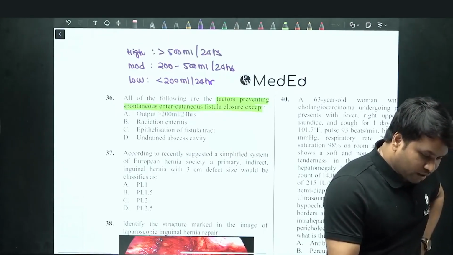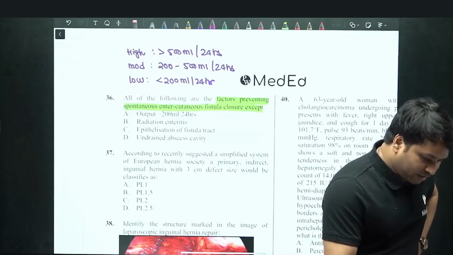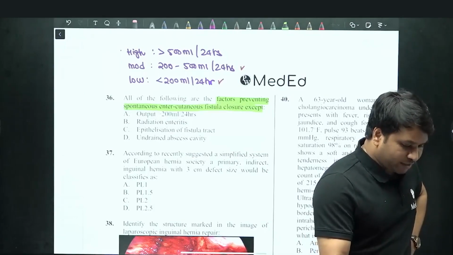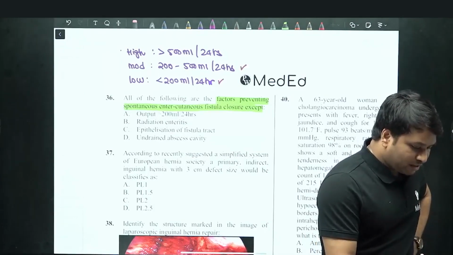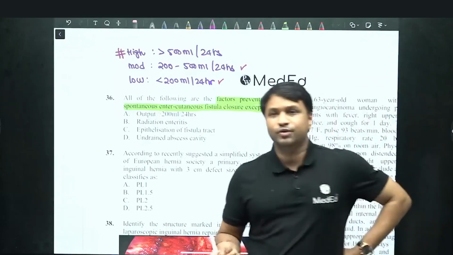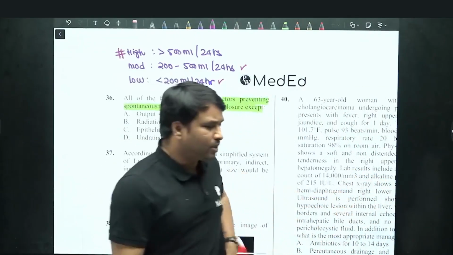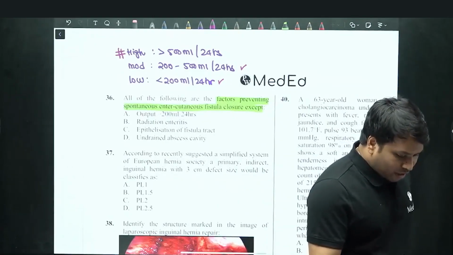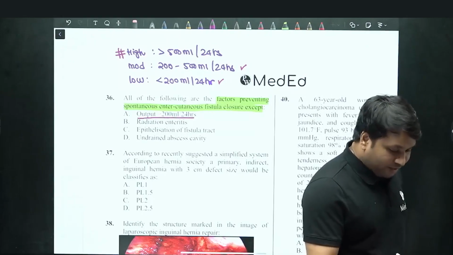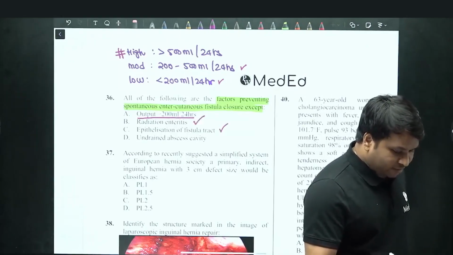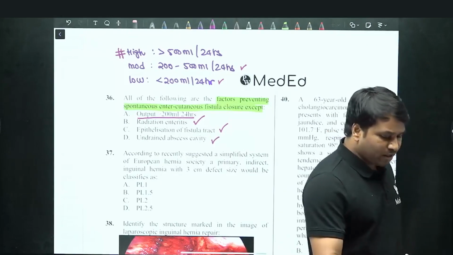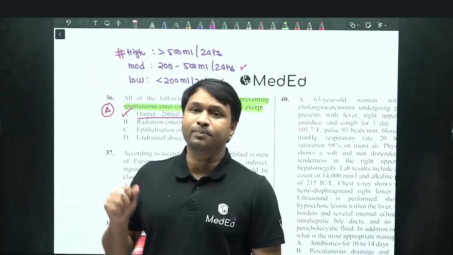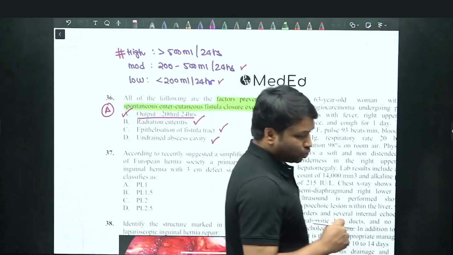Now high output is the one that is going to be against closure. Low output can be closed, moderate can be closed. If there is a high output enterocutaneous fistula, it is not possible to have a spontaneous closure. So all of the following are factors preventing except output of more than 200, it is not preventing. Radiation, yes, it prevents. Epithelialization of the tract can prevent, and undrained abscess cavity can prevent. So answer is A for Ahmedabad. It is the high output enterocutaneous fistula which prevents the spontaneous closure.